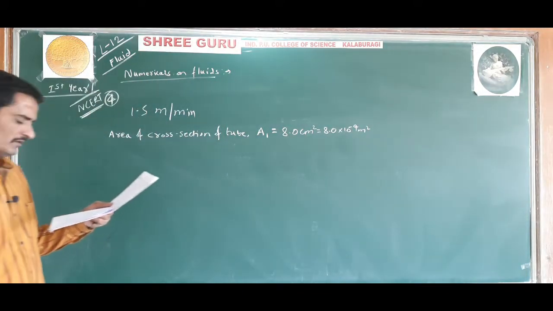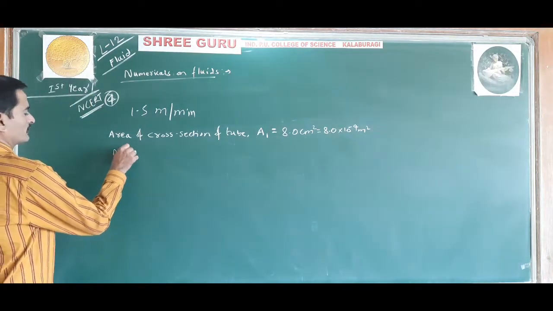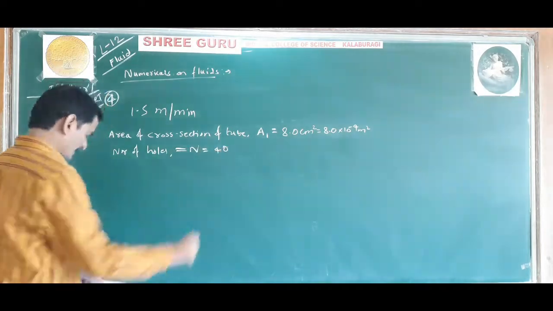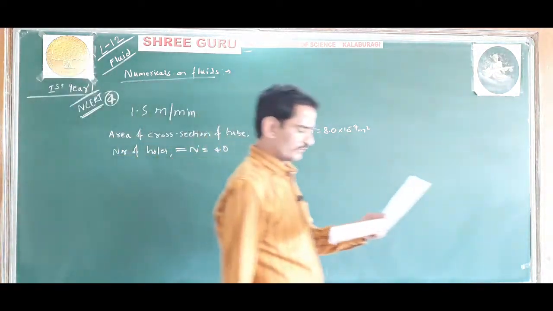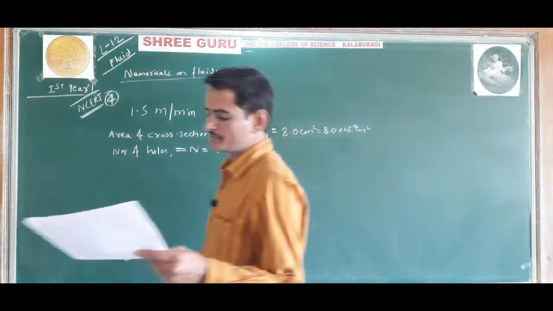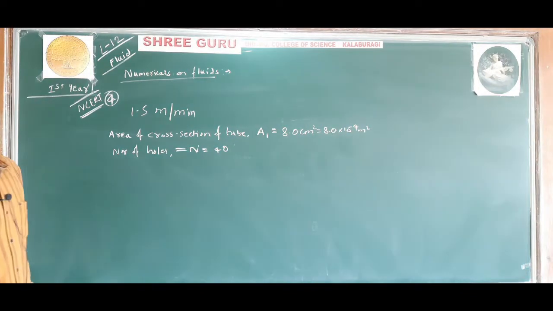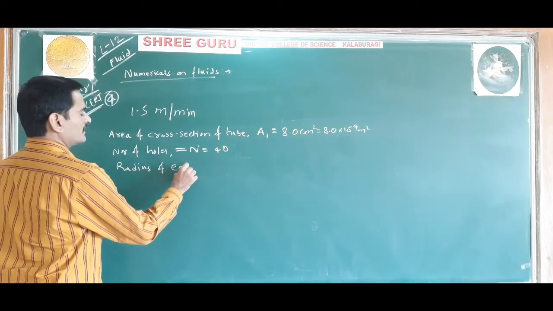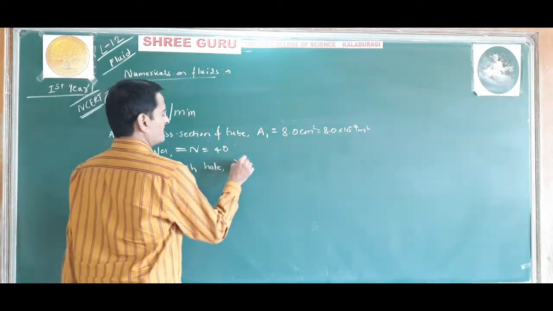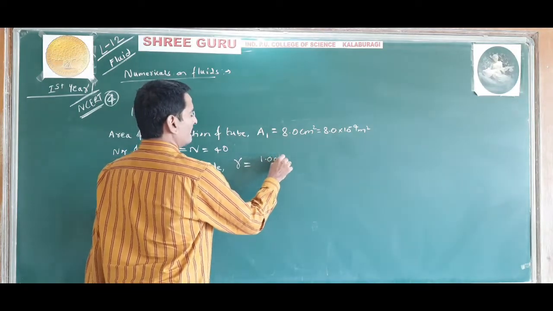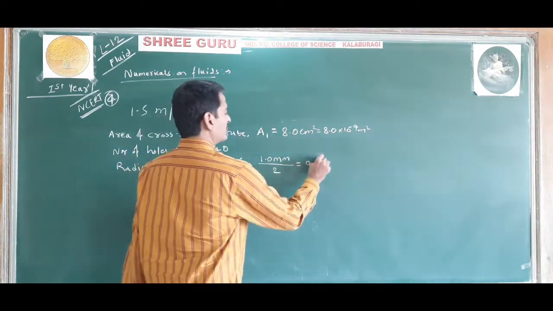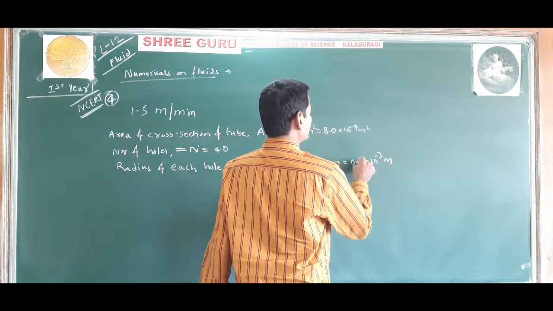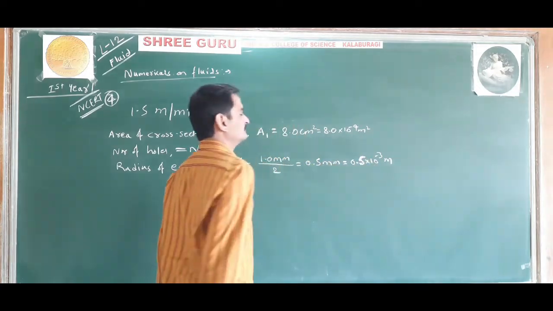One end of which has 40 fine holes. That is the number of holes, equal to n, that is 40. Each of diameter 1.0 millimeter. That means the radius of each hole, small r, is equal to diameter 1.0 millimeter divided by 2. So that is 0.5 millimeter, that is 0.5 into 10 to the power minus 3 meter. This is the radius of each hole. Right.